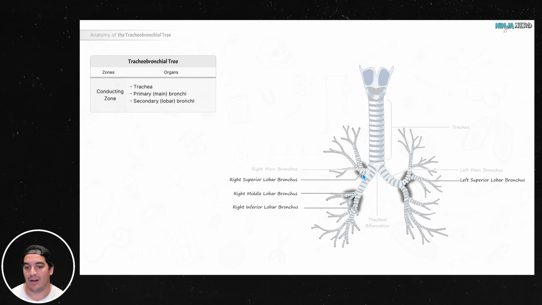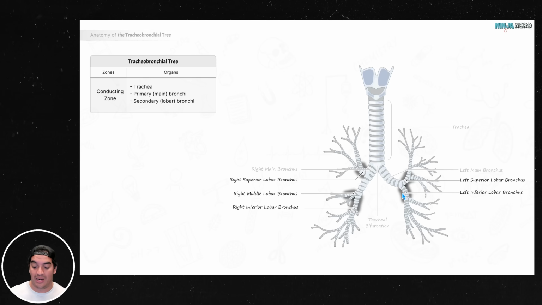And that's what we got. We got a superior, we have a middle, and we have an inferior lobar bronchus, right? And that is really the key thing. And then if you go over here to the left, this is the primary, branches off into the left superior, branches off into the left inferior. Not very hard, right? All right, now we're in the lobes.